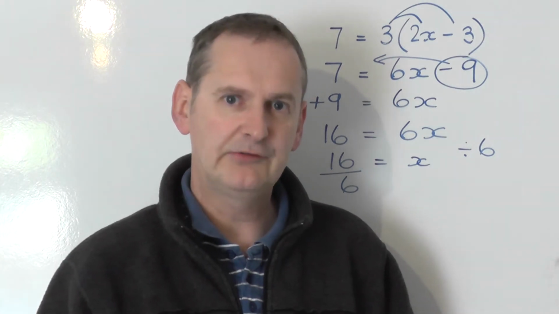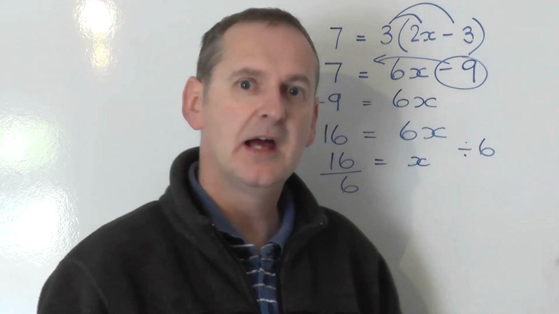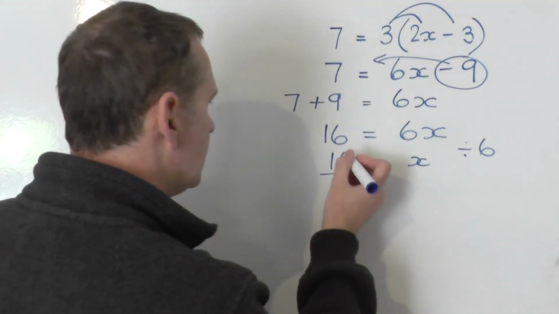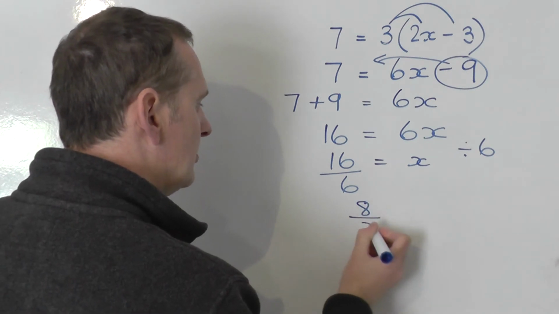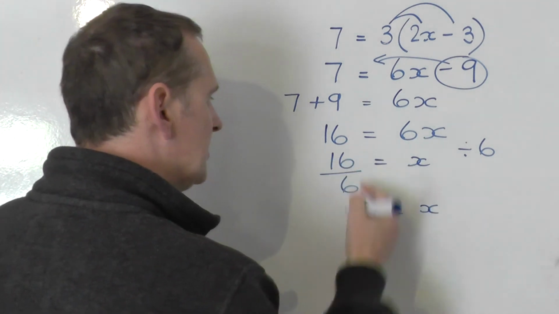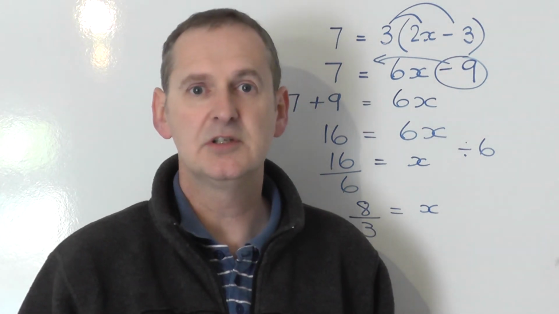But, as with all fractions, you should take time to check that it can cancel or not. And in this case it can cancel because you can share top and bottom of that fraction by 2. Share by 2, share by 2, 16/6 is the same as 8/3. And 8/3 is the solution to this equation.